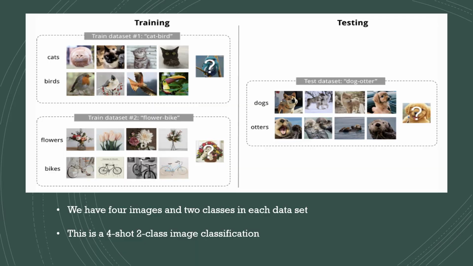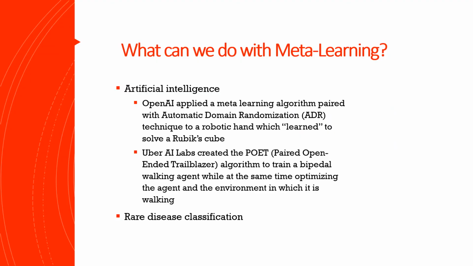So what exactly can we do with meta-learning? One of the more obvious applications would be artificial intelligence. One company called OpenAI essentially trained a robotic hand how to solve a Rubik's Cube. They put it under different circumstances by putting a glove on the hand, by poking it, distracting it, and each time it's learning from its environment and applying that to the future in order to solve that cube.